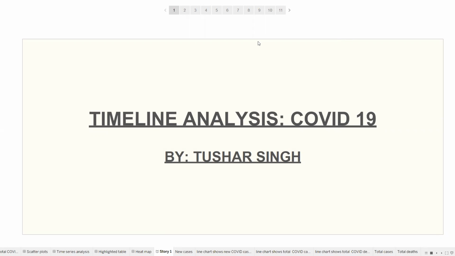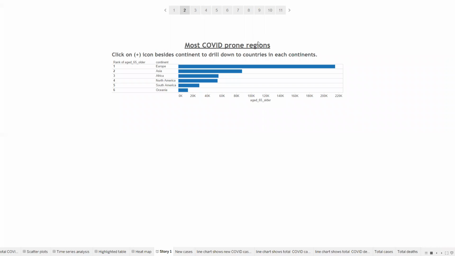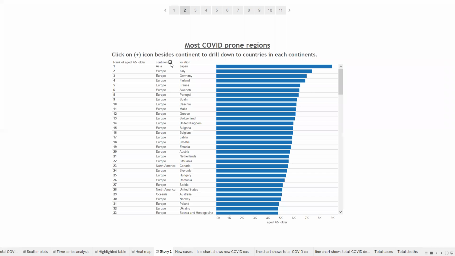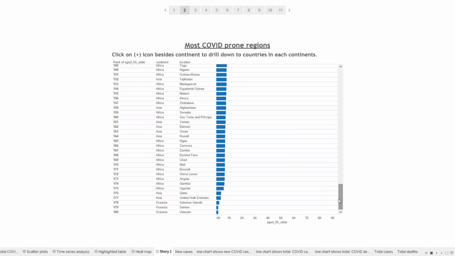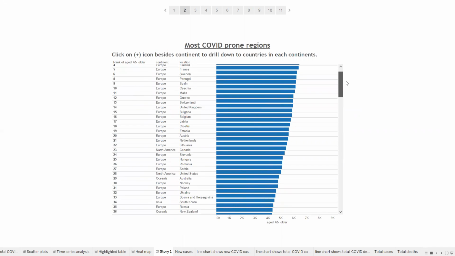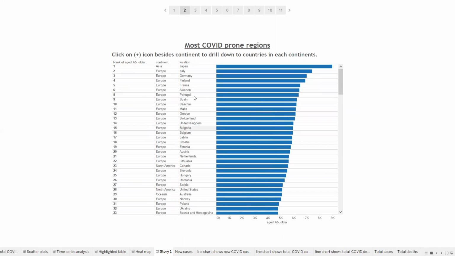So let's get started. Now, our first topic is to identify the most COVID-prone region, and you can also see that there is a plus icon beside the continent column, which we can use to drill down the countries in each continent like this. So you can see that there are overall 180 countries, right? And we can see the details of each country like this.